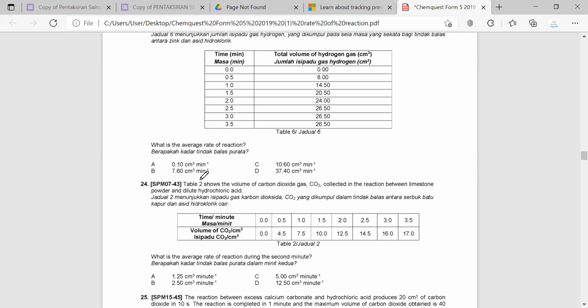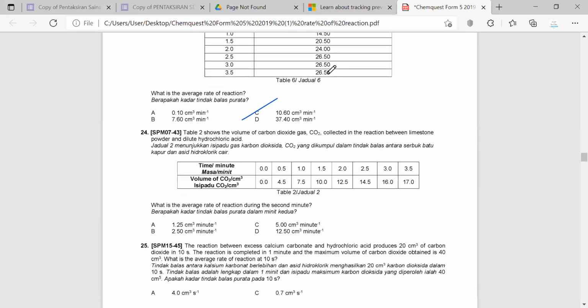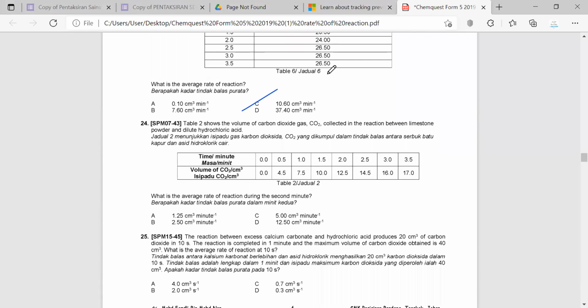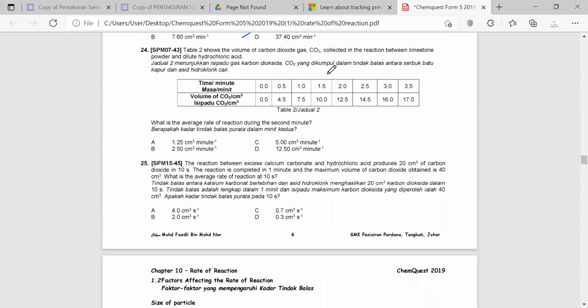Okay, how about this question? What's my average rate of reaction here? C. Okay, the answer is C. Correct. Well done. Someone put A. Who got C is correct. Who said A just now? Okay, never mind. What's the average rate of reaction in my second minute? In the second minute. Okay, this one teacher has the answer. So quickly.